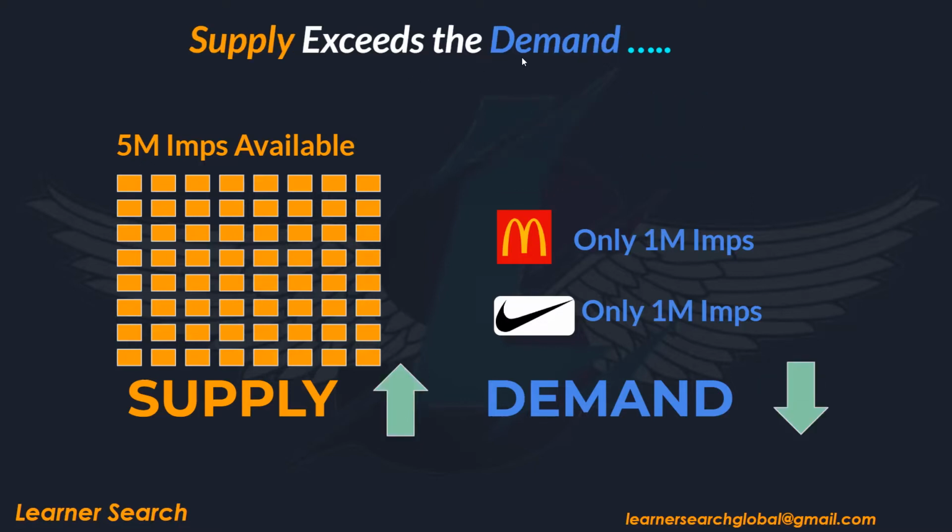When supply exceeds the demand, there are 5 million impressions available on the supply side, and on the demand side there are only 2 million impressions. What happened here is the supply is exceeding the demand. That means still there are 3 million impressions left over and they become unsold.